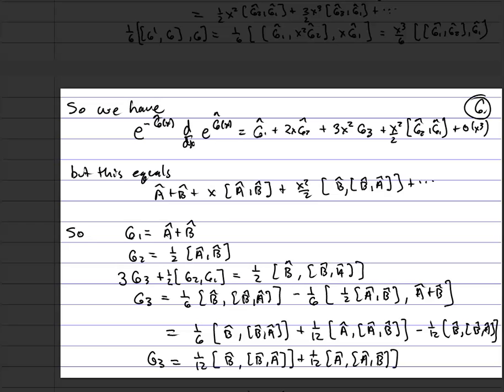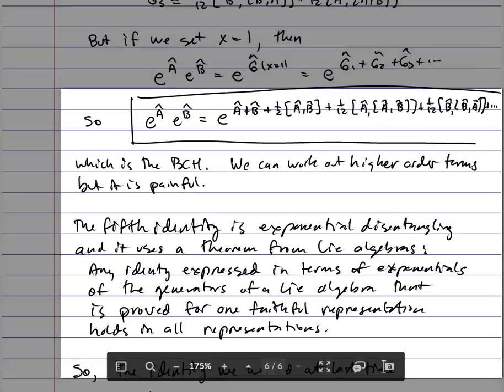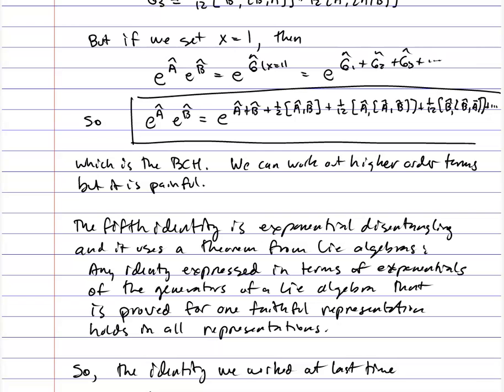Make sure you pause this and go ahead and do that, but that's what you get. So we've now actually gotten explicit expressions for g1, g2, and g3. We're going to set x equals 1, and then what we find is our expression is going to give us e to the a, e to the b equals e to the g of x equals 1. That just equals e to the g1 plus g2 plus g3 and so forth. We just plug in what that is.